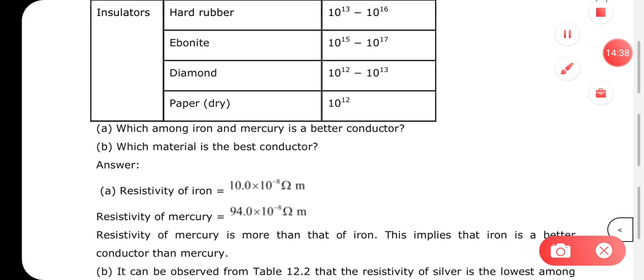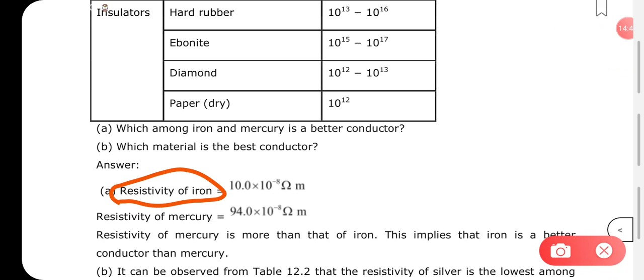So if you see here, what is the resistivity of the iron? Iron resistivity is 10 into 10 power minus 8, whereas for mercury it is 94 into 10 power minus 8 ohm meter, okay. So resistivity of the mercury is what? Is it more or less? If you compare both the numbers, which one is more? Obviously for mercury it is more than that of iron, it implies that iron is a better conductor than the mercury. Okay.